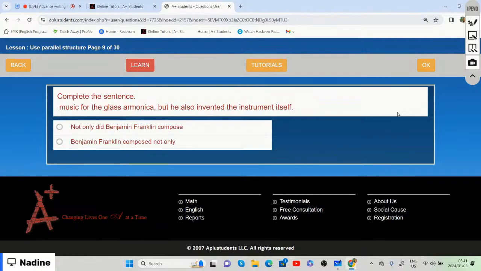So we need to complete the sentence: music for the glass harmonica, but he also invented the instrument itself. So not only did Benjamin Franklin compose music for the glass harmonica, but he also invented the instrument itself. Or you can say Benjamin Franklin composed not only music for the glass harmonica, but he also invented the instrument itself.